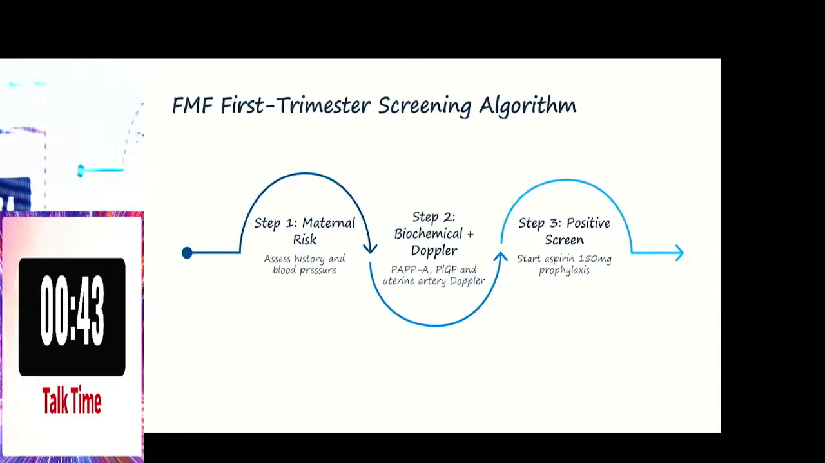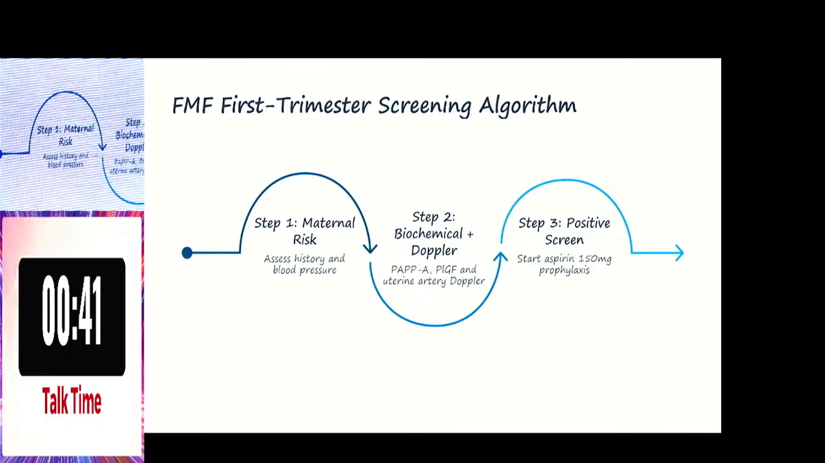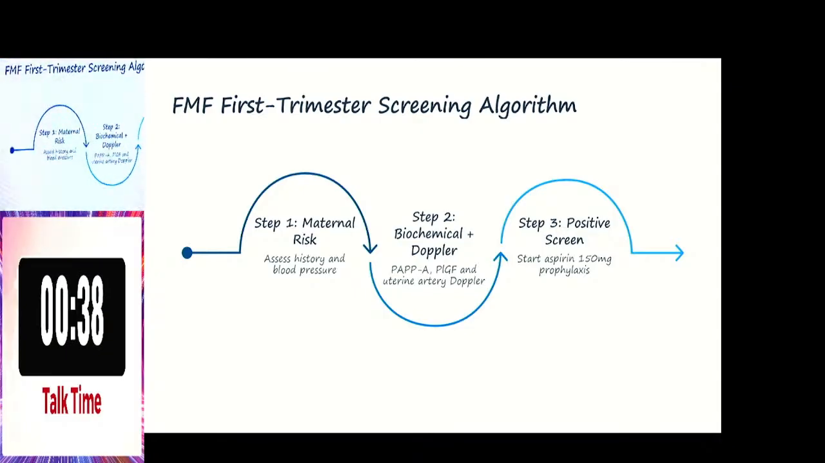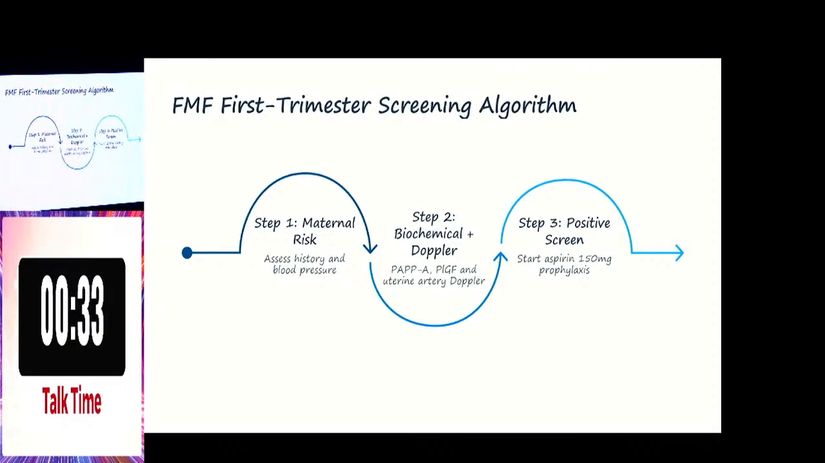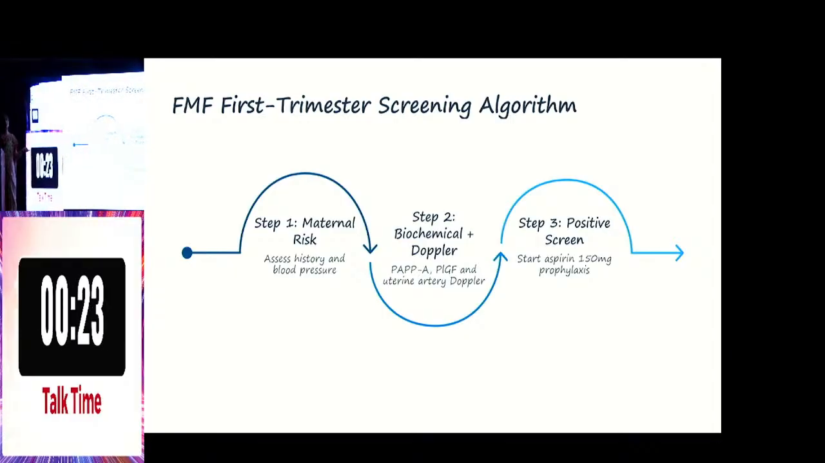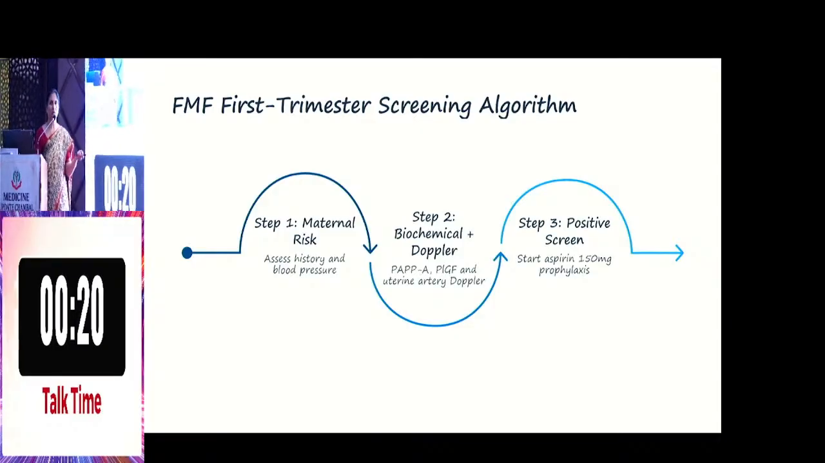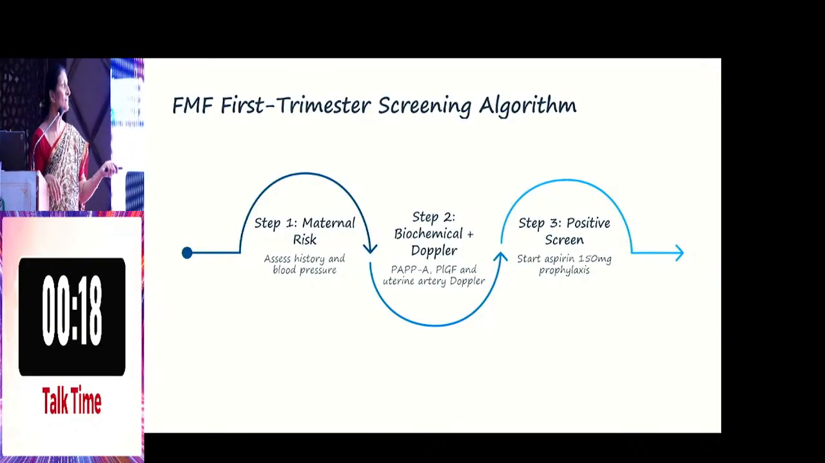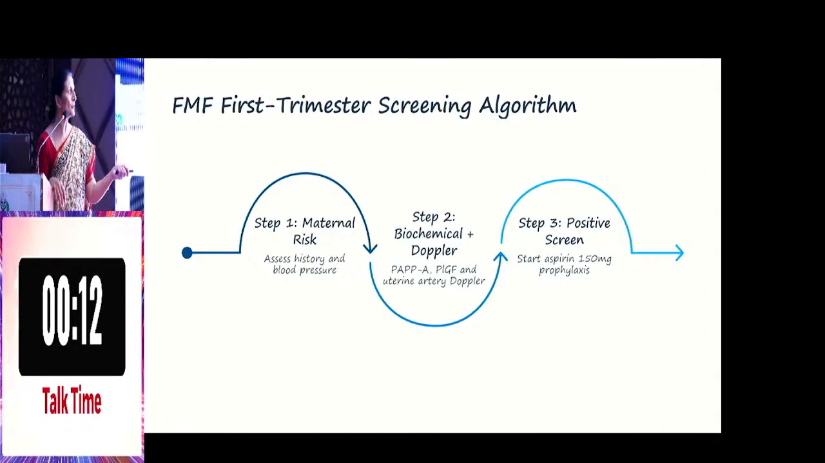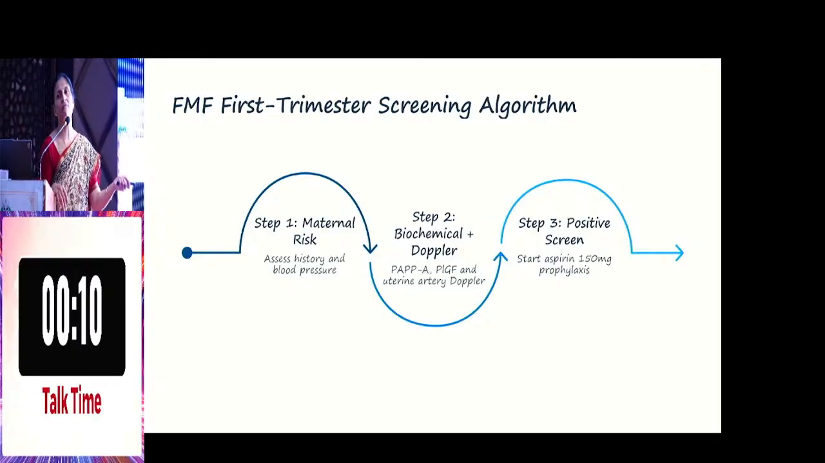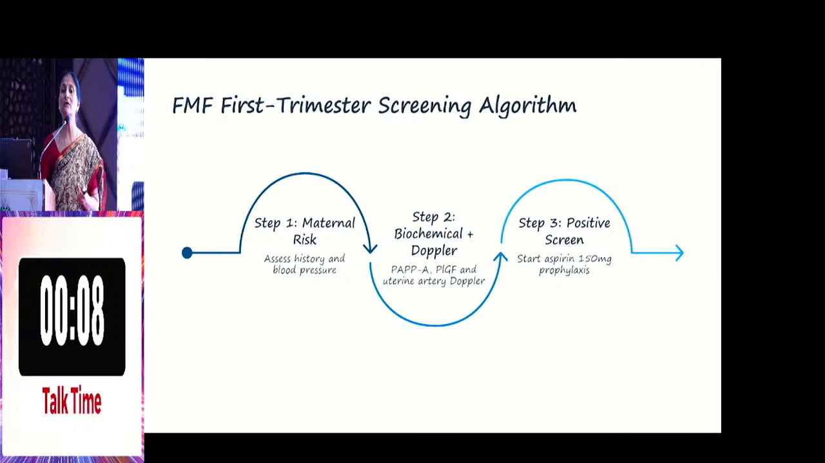In the Fetal Medicine Foundation first trimester screening algorithm, step 1 is take a good detailed history, which we all do while our first antenatal checkup. Step 2, we do biochemical as well as Doppler. Doppler is for uterine artery pulsatility index, and PAPP-A, which we are all doing as a double marker. And PlGF can also be ordered if there is a high risk in the history itself. If it's a positive screen, start with aspirin 150 milligram prophylaxis. That is what we can do as of now.